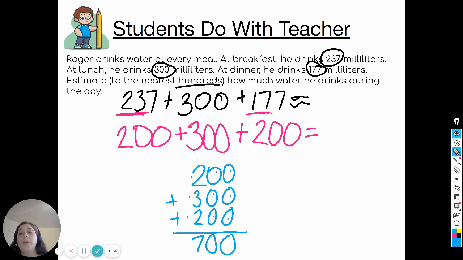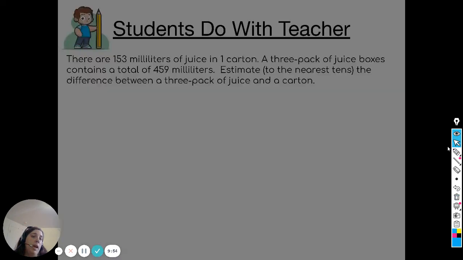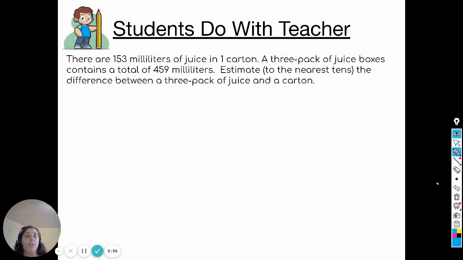So, how much water does he drink during the day? He drinks about 700 milliliters. Okay, let's go ahead and erase your whiteboard. And we have one more example. This time it is going to be subtraction.